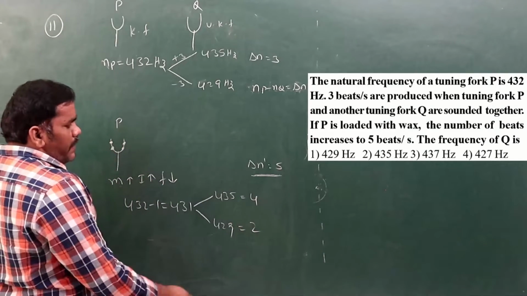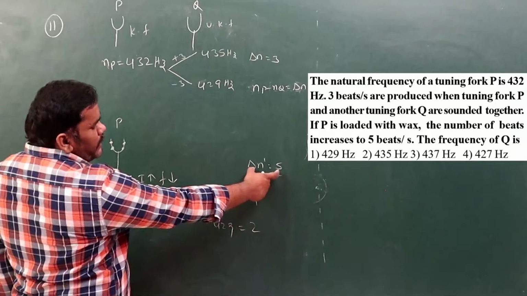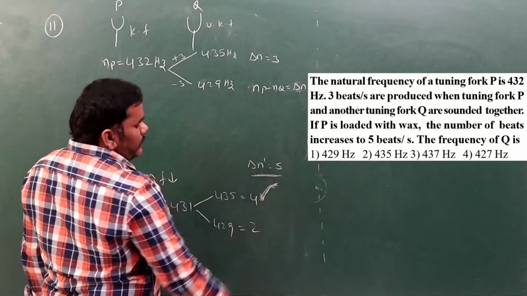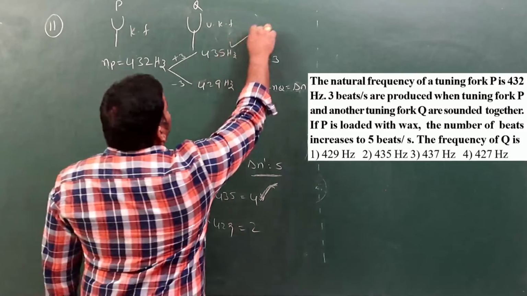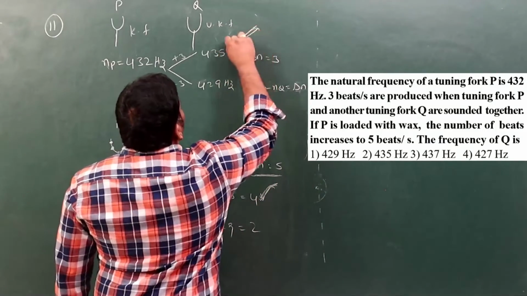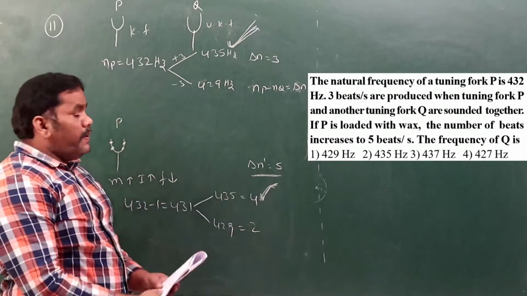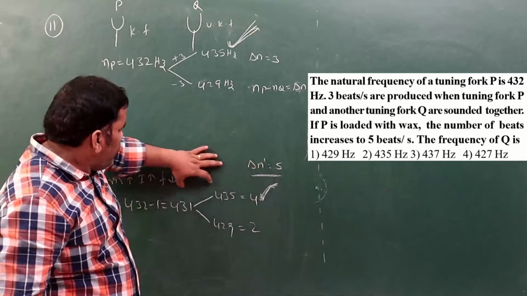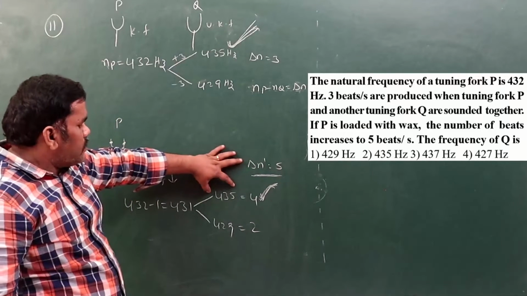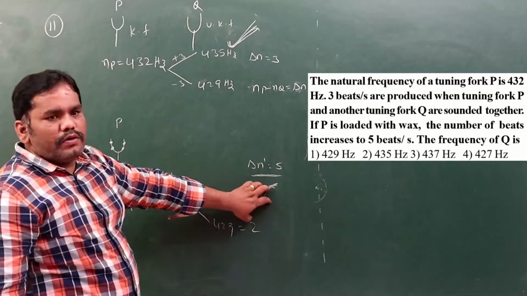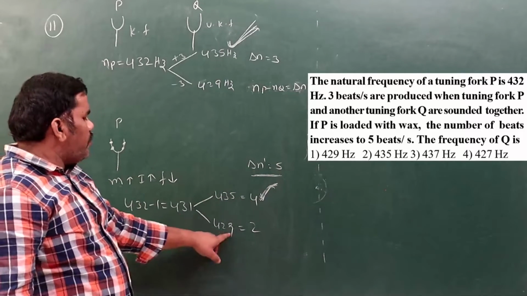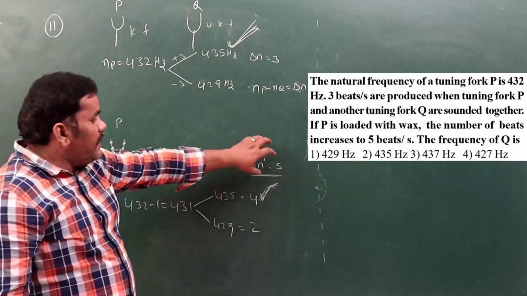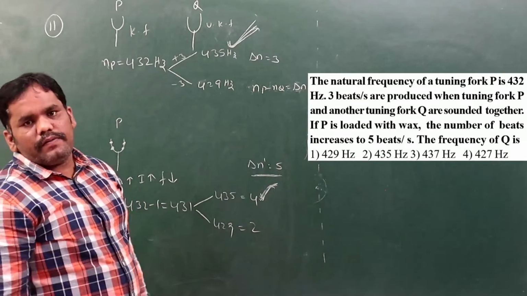So which one is obtained? The increasing number of beats. 4 is the increase. So that answer is 435. Beats increase here compared to initial. Initial is 3, final is 5. So that's why 431 is sounded with 435, number of beats is 4. 431 is sounded with 429, number of beats is 2. So this is the decrease, this is the increase. If it is given increases, the answer is this one.